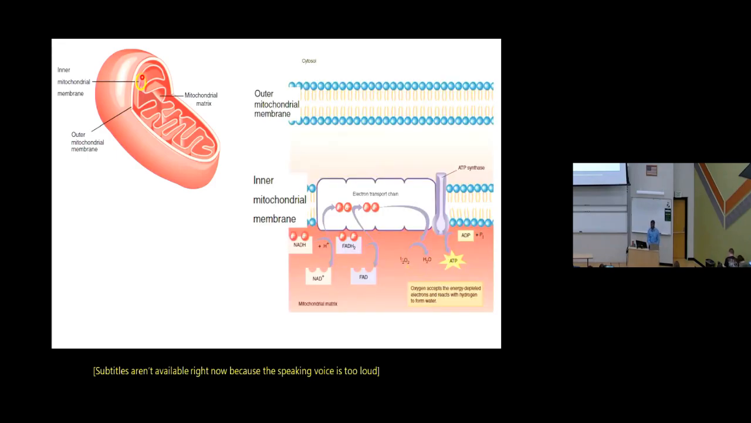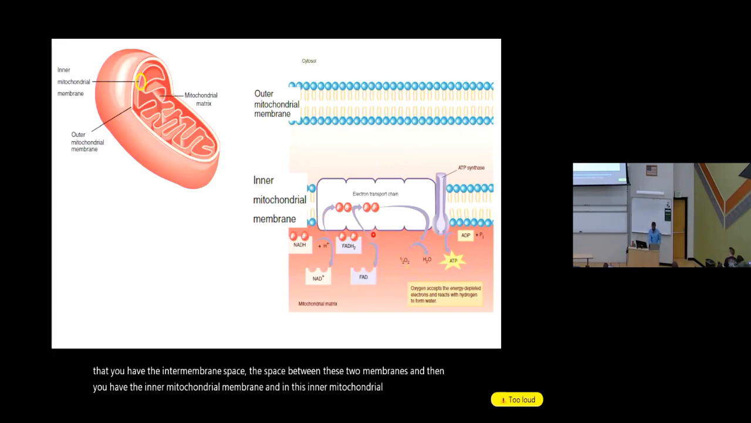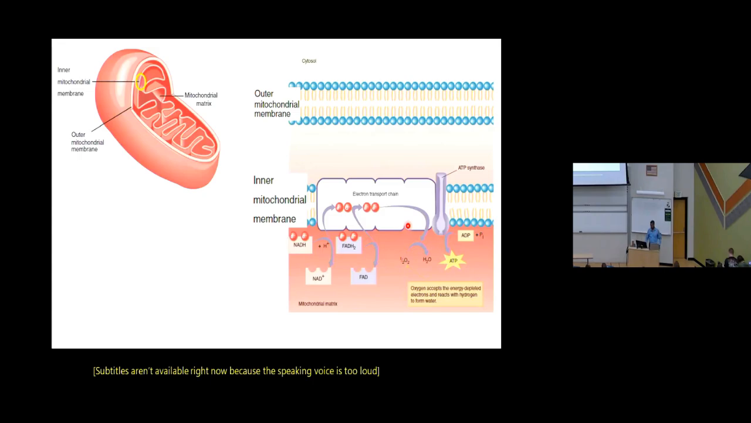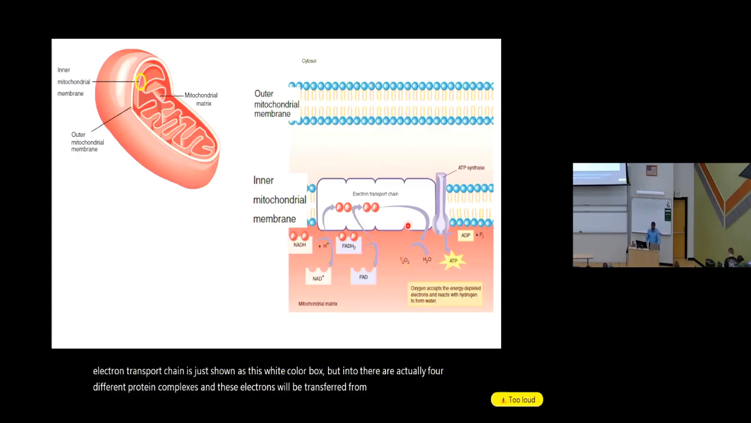So let me just orient you to what we are seeing in this picture. This yellow part here is the cytosol, and here you have the outer mitochondrial membrane, and deeper to that you have the intermembrane space, the space between these 2 membranes, and then you have the inner mitochondrial membrane. And in this inner mitochondrial membrane, the electron transport chain is just shown as this white colored box, but in truth there are actually 4 different protein complexes, and these electrons will be transferred from one complex to the other.